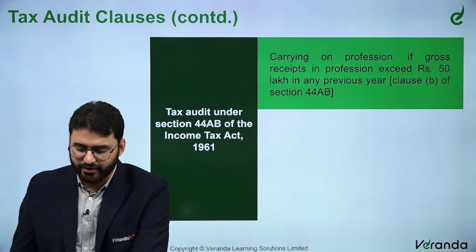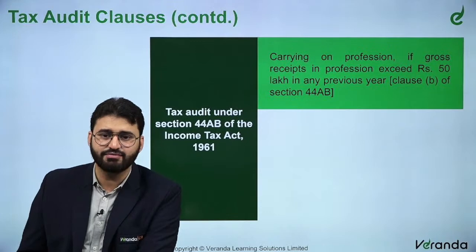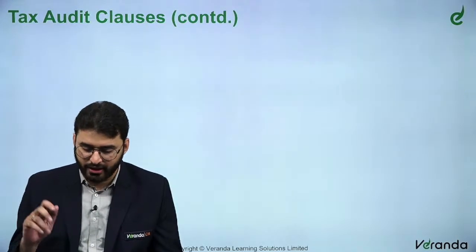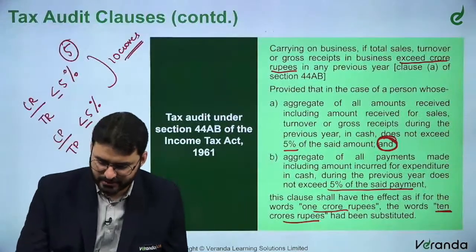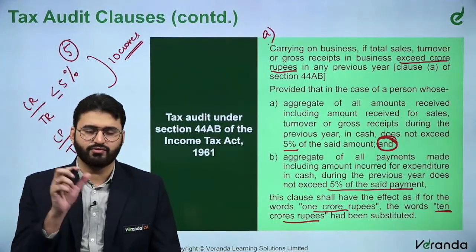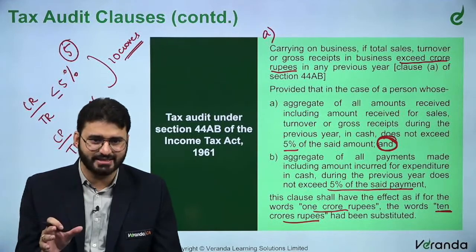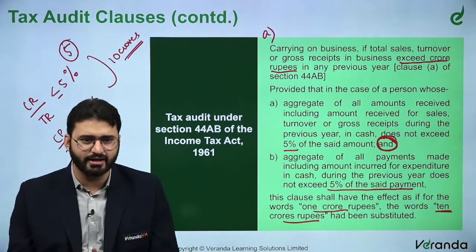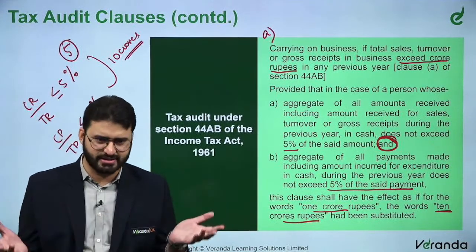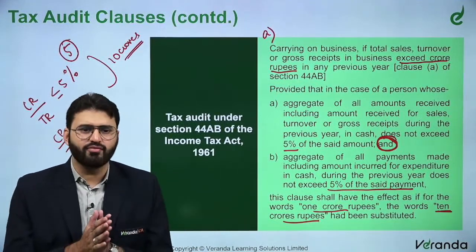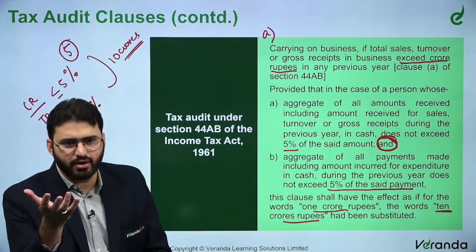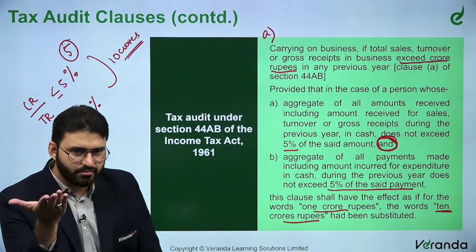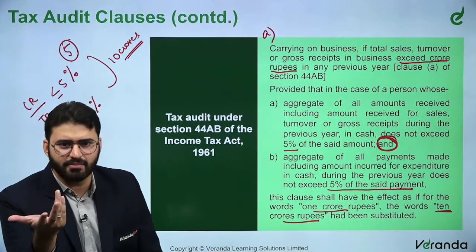Carrying on profession, if gross receipts in profession exceed 50 lakh in any previous year, sir. So, this is what we discussed earlier as clause A. This is clause A, so you have to indicate the clause number 44AB. Now, what is a business, what is a profession? That's a very grey area, right? The definition of business is very vast. Business includes almost everything. Profession, for example, chartered accountancy: I am a practicing chartered accountant, then it's a profession. If you are into business of certain things, then it's a business.